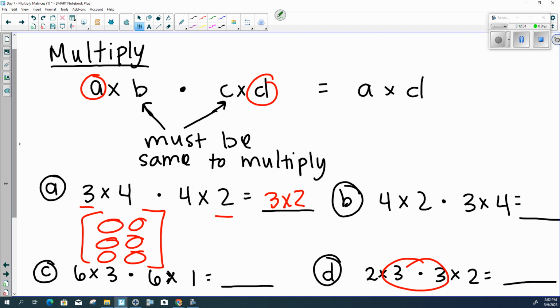All right, looking at this, this is the part we did yesterday. We write down the dimensions. If the two middle values are the same, they are compatible. And the outside numbers give us the dimensions of our answer.